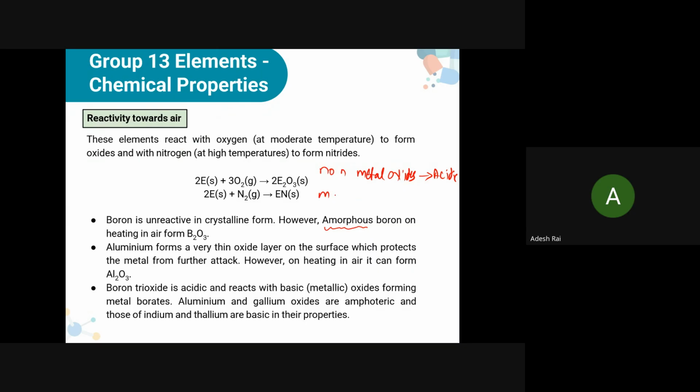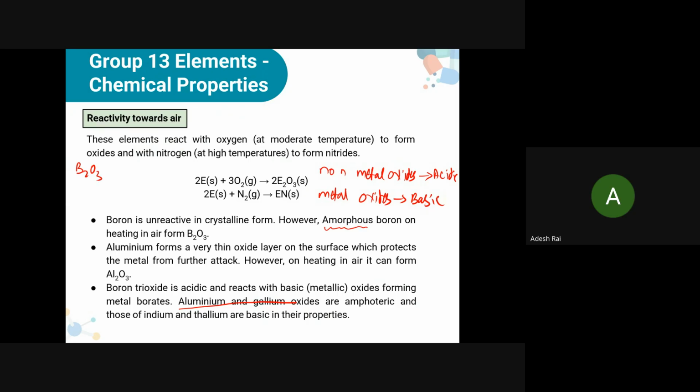and metal oxides are basic. But please be careful that aluminum and gallium will show amphoteric oxides. Aluminum and gallium will form which oxides? Amphoteric in nature. What do we mean by amphoteric? They will show both the characteristics of acidic as well as basic nature. Is that clear? So oxides will be formed for all the elements.